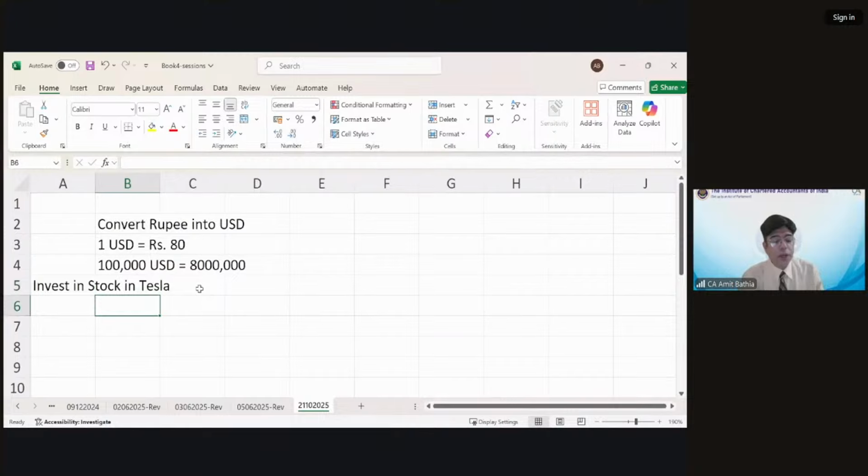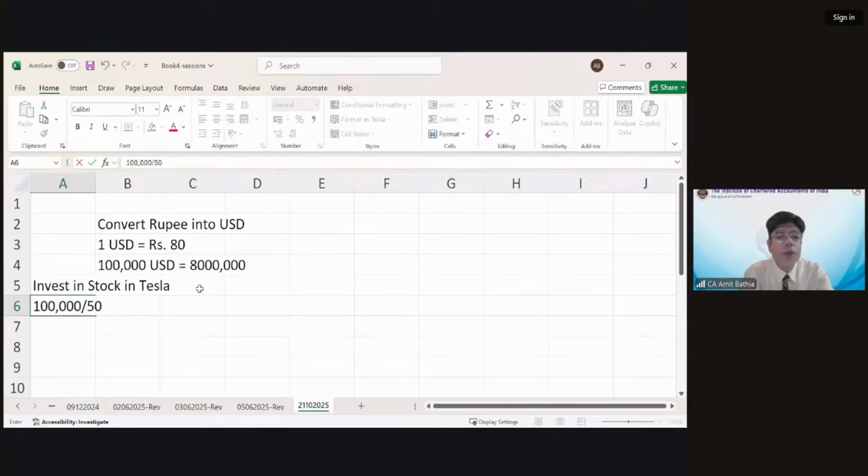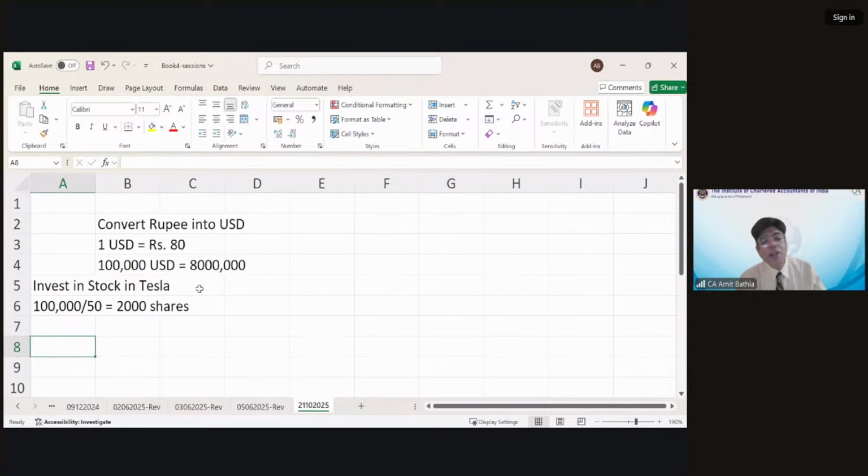Now I'm going to take this particular 100,000 and invest in stock in Tesla. So how do I go about doing that? Say, for example, the cost of one share of Tesla today is, say, for example, $50. So in other words, I will get 100,000 divided by 50. So I'll get how many shares over here? I will get 2,000 Tesla shares, right?